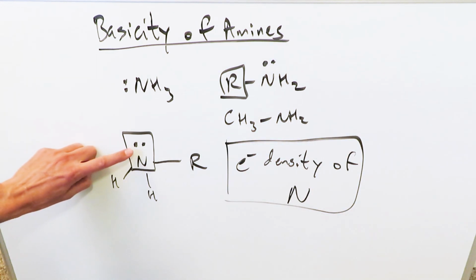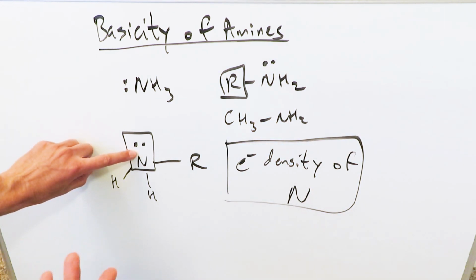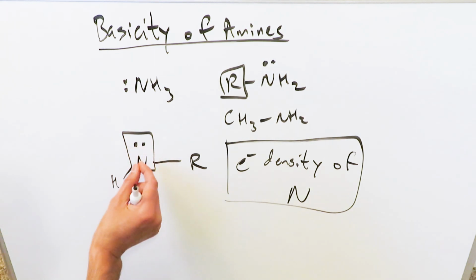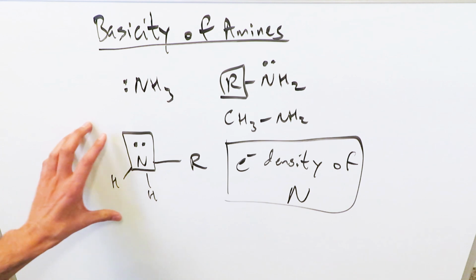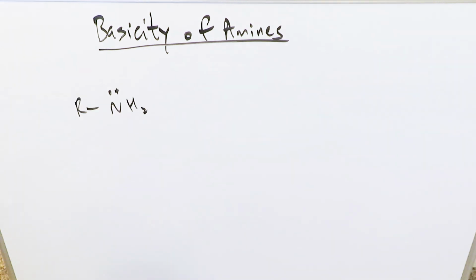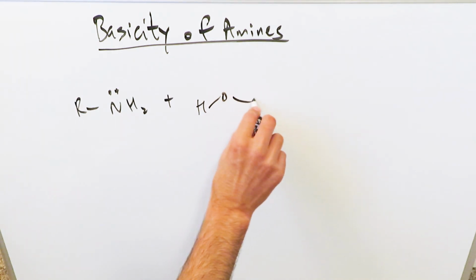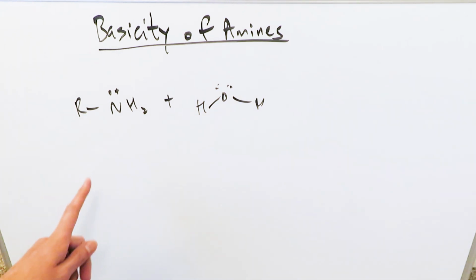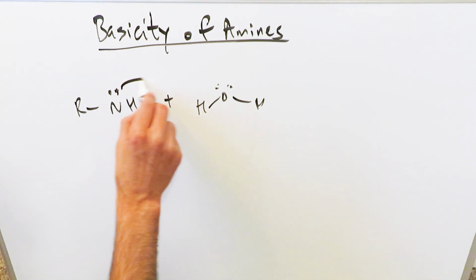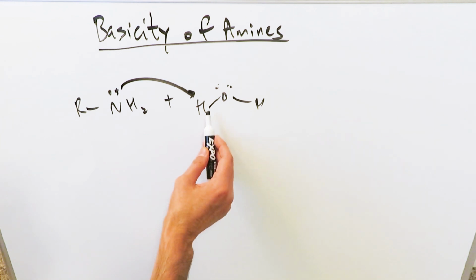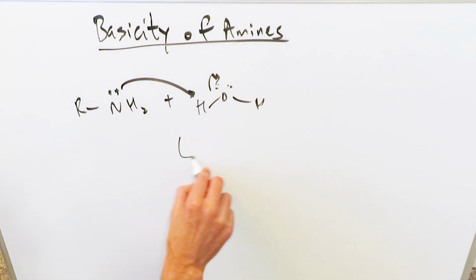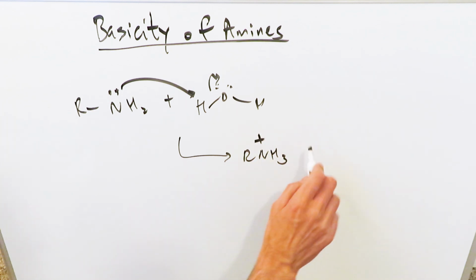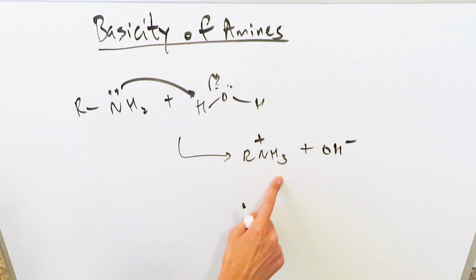If the electron density on this nitrogen atom is high, you will have an amine which is basic. If the electron density is less, it will be less basic, meaning it will be more of an acid than a base. Look at this reaction of how an amine can act as a base. You know you have an amine and you have a water molecule. This lone pair of electrons is available. It can pluck off that hydrogen and you can end up generating here an RNH3 plus OH minus.